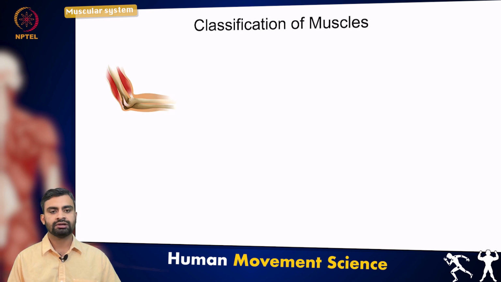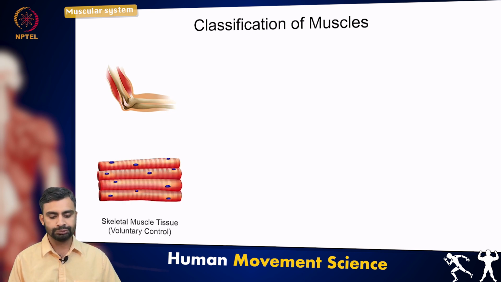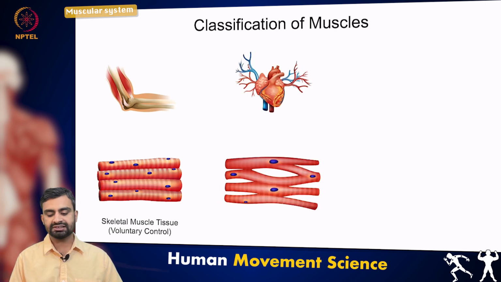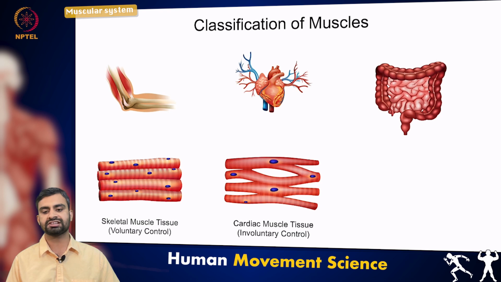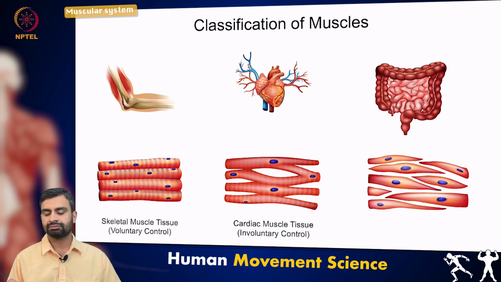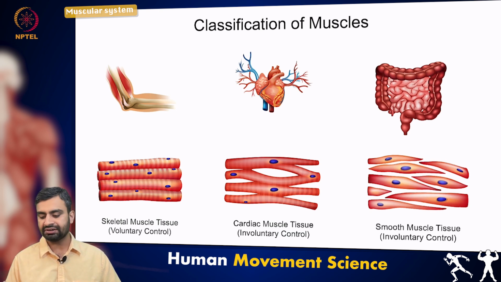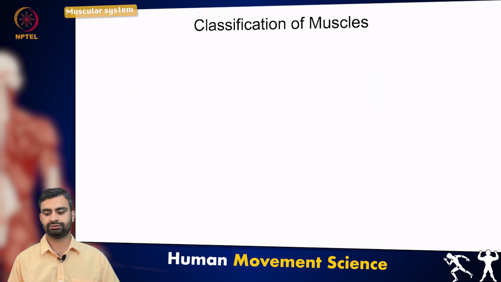So to sum up, muscles can be classified into skeletal muscles, which are under voluntary control, and they are also known as striated muscles. The cardiac muscles come under the category of striated muscles, but they are under involuntary control. And finally, the smooth muscles or unstriated muscles. These are muscles which are under involuntary control.